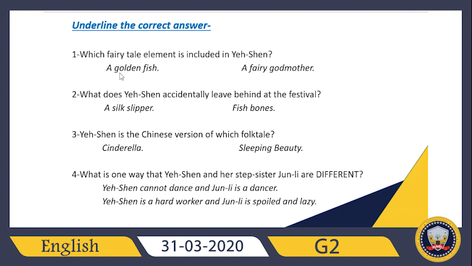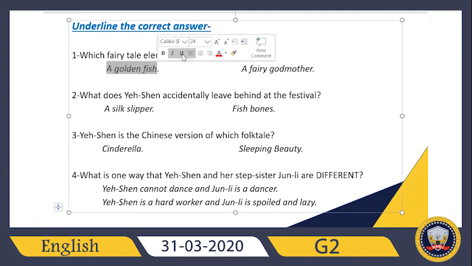Number 1. Which fairy tale element is included in Yeshen? Tell me which magical character is used, a golden fish or a fairy godmother? In Yeshen, yes, excellent. It is a golden fish. So let us underline a golden fish. Number 2. What does Yeshen accidentally leave behind at the festival? A silk slipper or fish bones? Yes, excellent, a silk slipper. So let us underline a silk slipper.